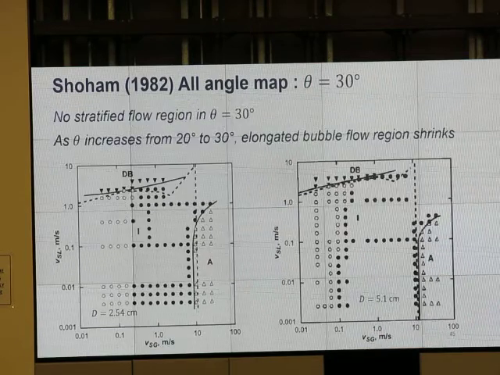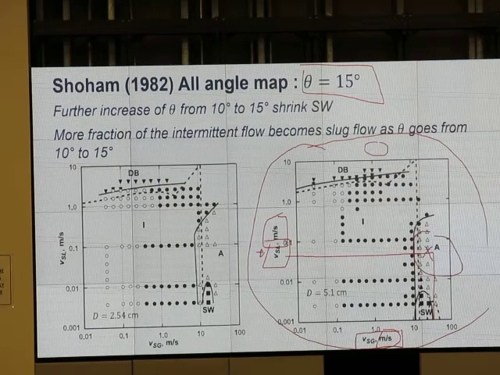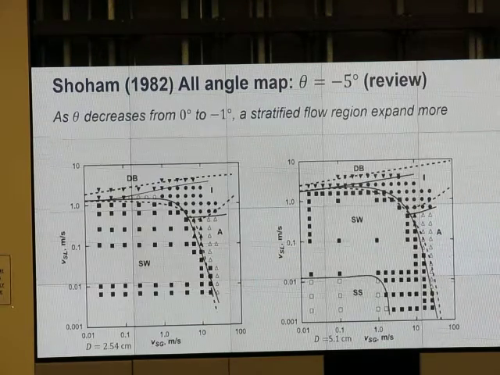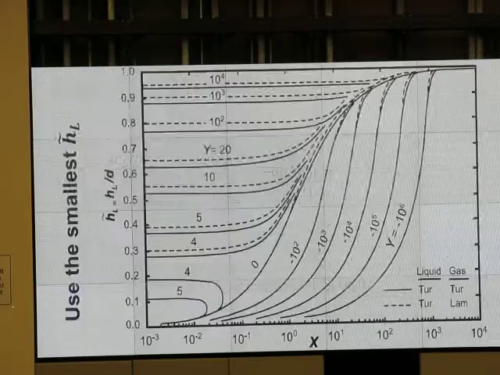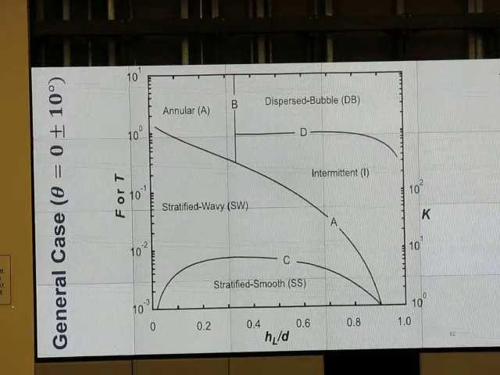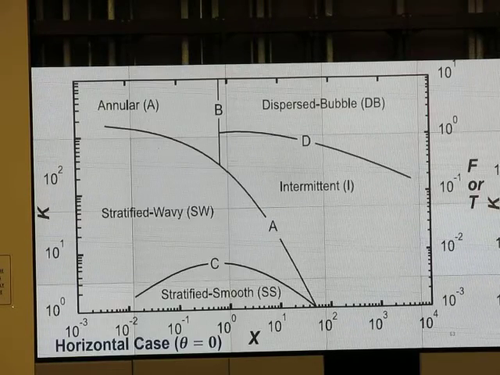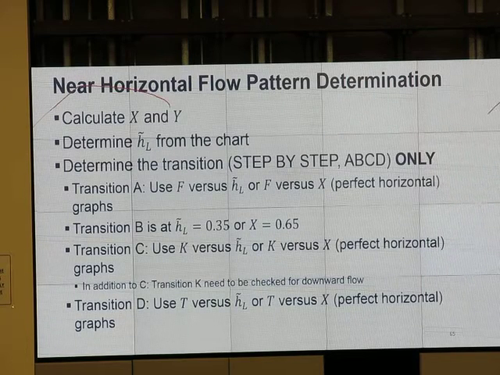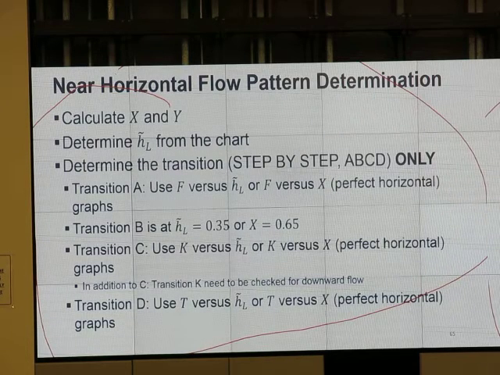Flow pattern can be determined by two methods: use this chart or use the dimensionless chart. The dimensionless chart is very fun. So this is the dimensionless chart. The only thing that you have to know is this page. Did you memorize it, Forrest?